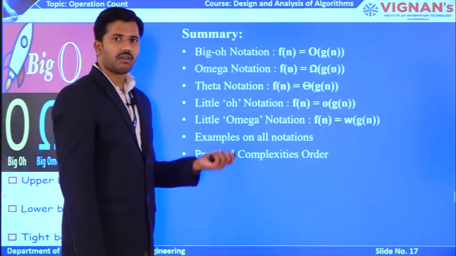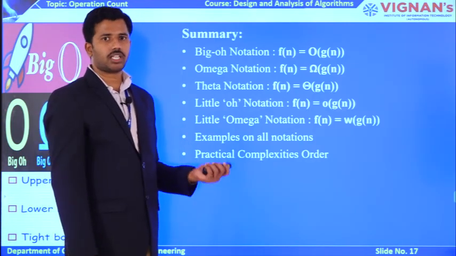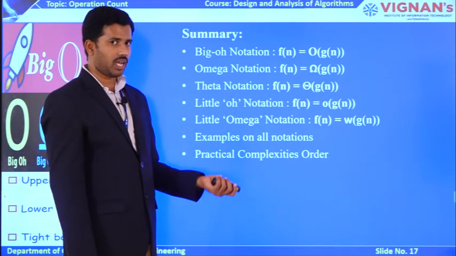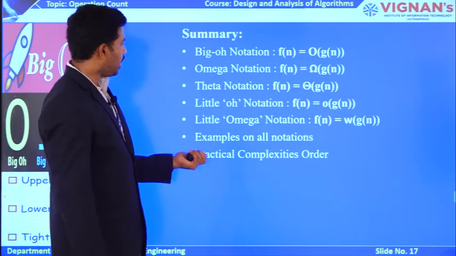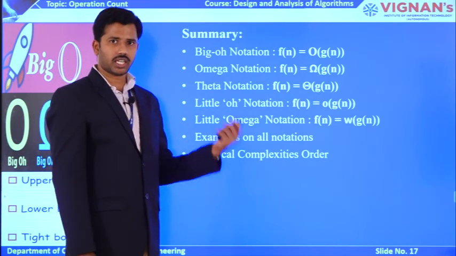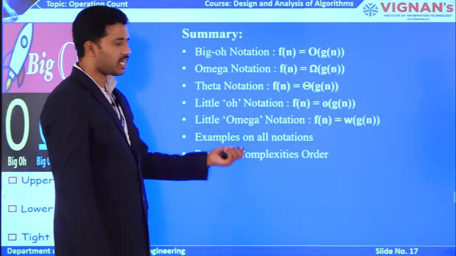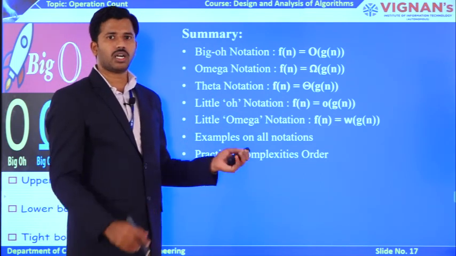Now as of now we have seen all the 5 notations, which are nothing but big O, omega, theta, little o as well as little omega. Followed by that, we have seen some mathematical examples to prove how the relations are satisfied at a particular n value as well as a particular c value, and we have seen the practical complexity order also among the powers of your equations.